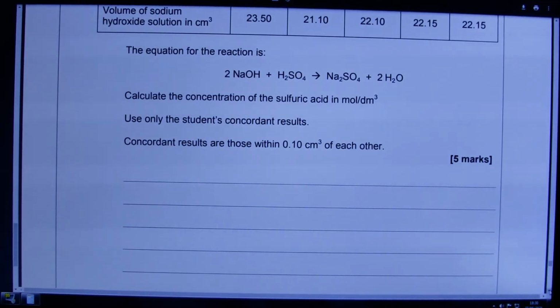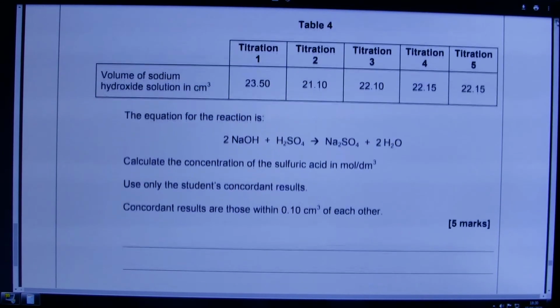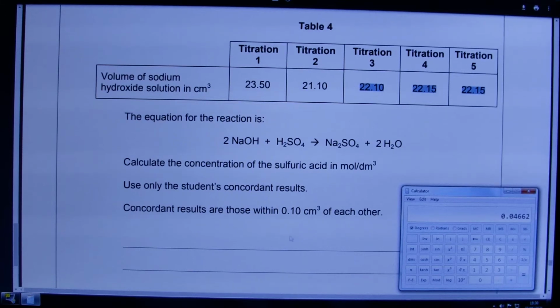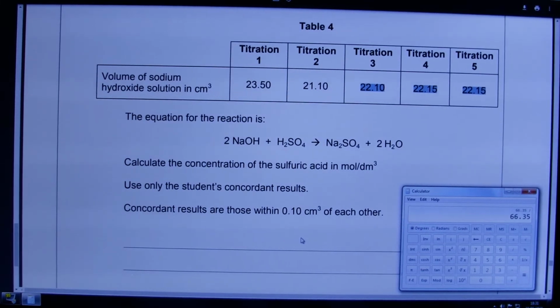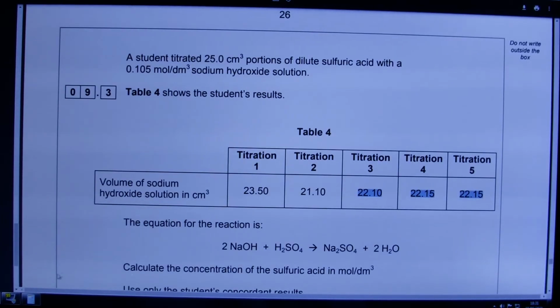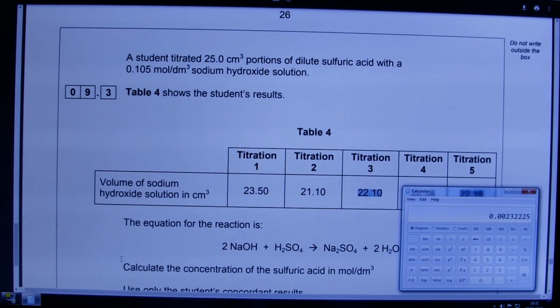Use only the student's concordant results. Concordant results are those within 0.1 cc's of each other. Well, that's just those 3 then, not all of them. Always scroll down far enough to read the whole question before you start working. 66.35 over 3 equals. Right. I shouldn't zoom in quite so far. 0.046445.